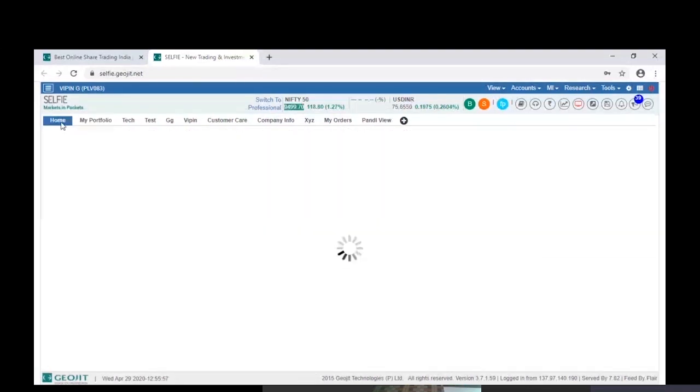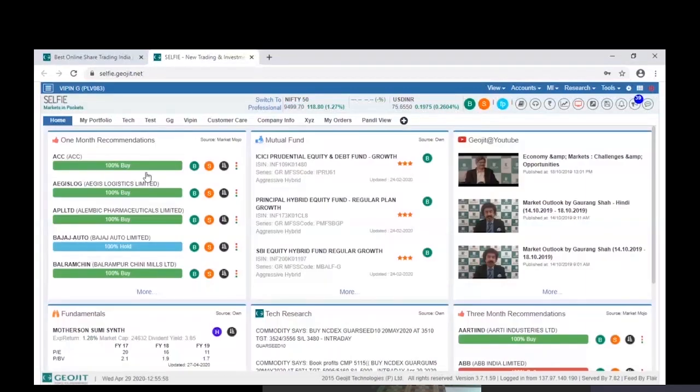So we have just gone through the market watch, how to create a market watch, how an order book can be retrieved, how a trade book can be retrieved, etc.